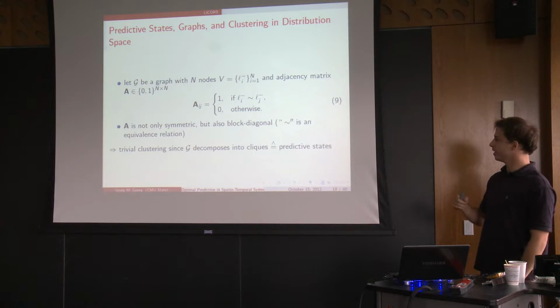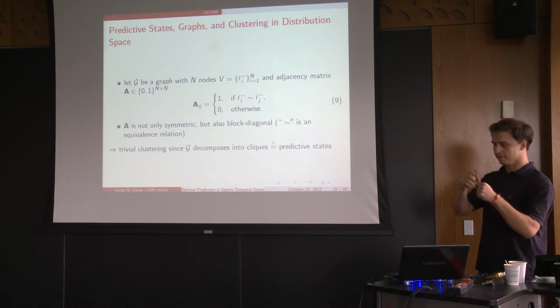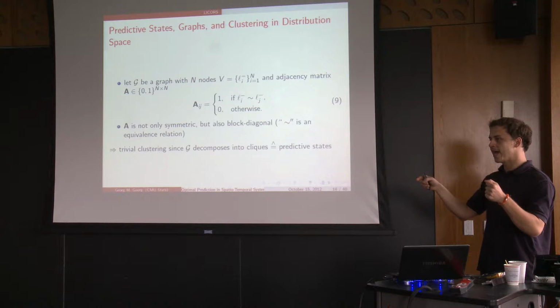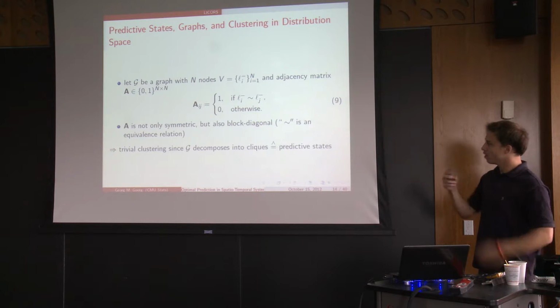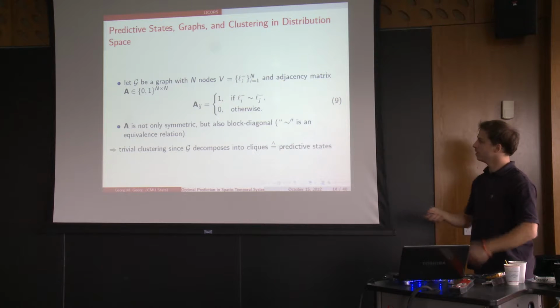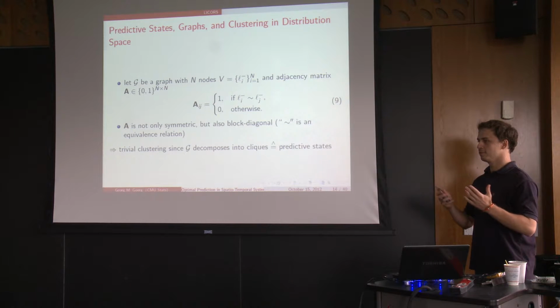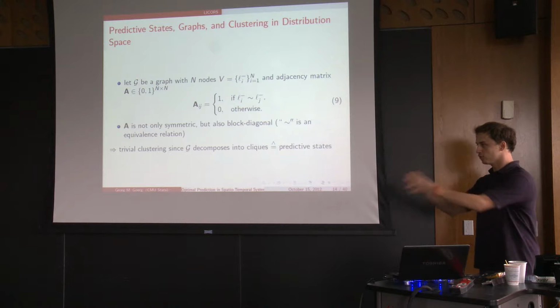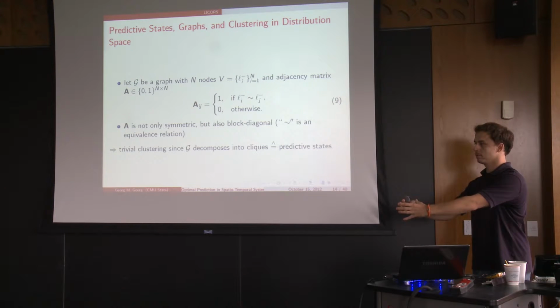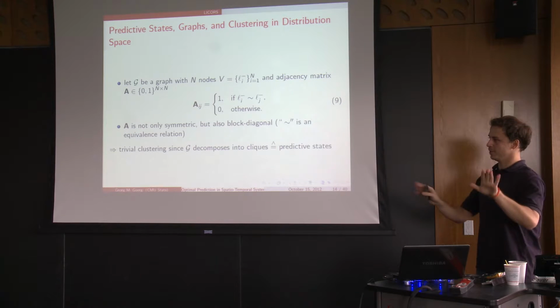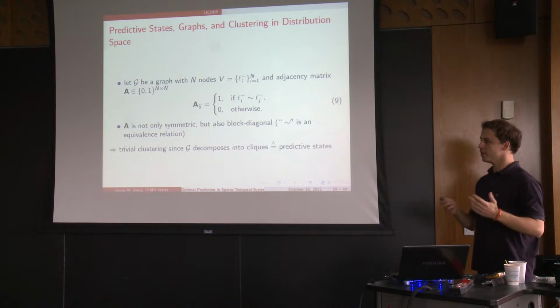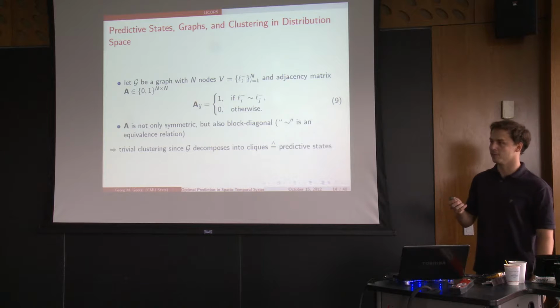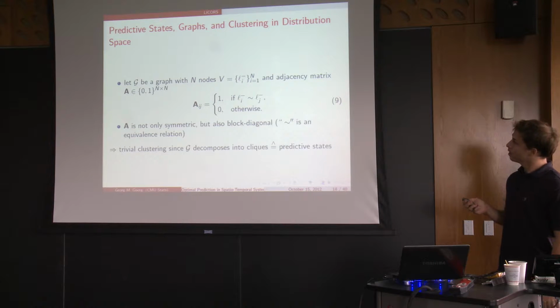Equivalent meaning if the past light cone 1 is connected to 2 and 2 to 3, I know because of the equivalence that also 1 must be connected to 3. And also they can't be connected to another group. But then the clustering is trivial, right? Because the graph separates into these perfect cliques, and those cliques are the predictive states. So if I knew A, I would be done. Do we know A? Well, of course, we don't know A. Nobody gives us A.